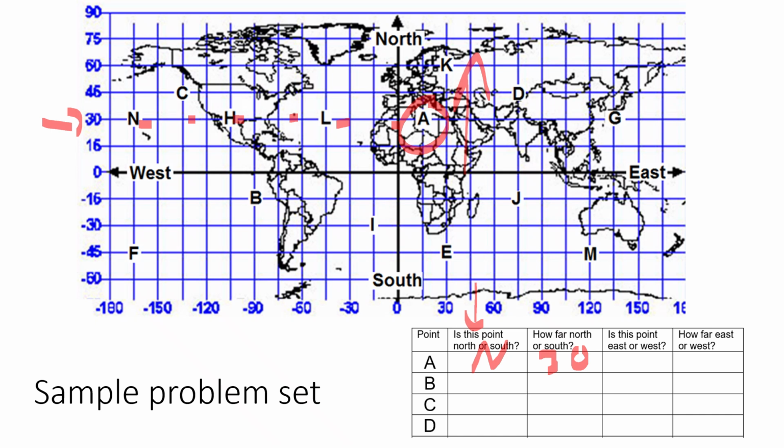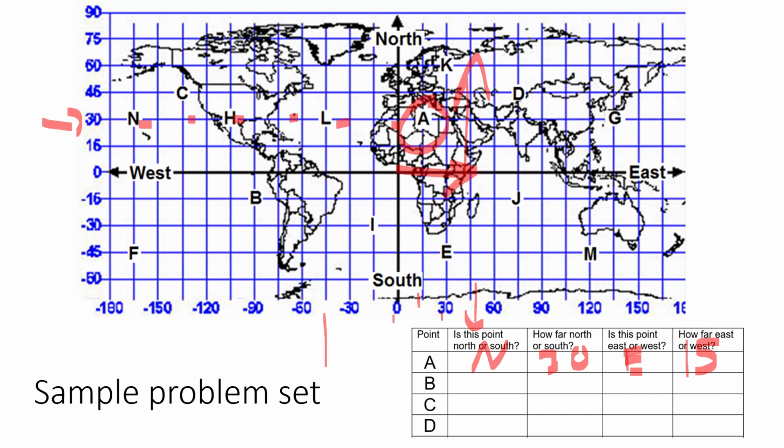Now, is it east or is it west? Well, A is going this direction, so that is the east direction. Now, how far east or west? Well, it's not on this line. Oh, wait, it is on that line. Wait, that line doesn't have a number. If this line is 0 and this line is 30, the number in between must be 15. So the GPS coordinates for A is 30 north, 15 east.